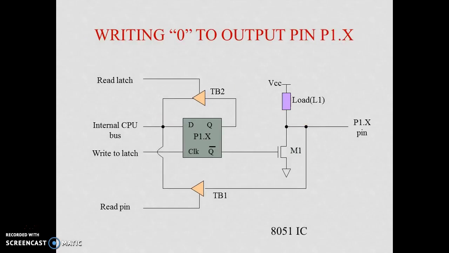Now how to write 0? That means we require 0 at this pin. For this purpose we require a 0 here. So write 0 to the pin. This is one step. So 0 is available at the Q pin, and its complement is at the Q bar pin. The transistor conducts, so it becomes a short circuit and is connected to the ground. That means ground potential is available at P1.0. So this is our 0 output. This is how writing 0 works through port 1.0.